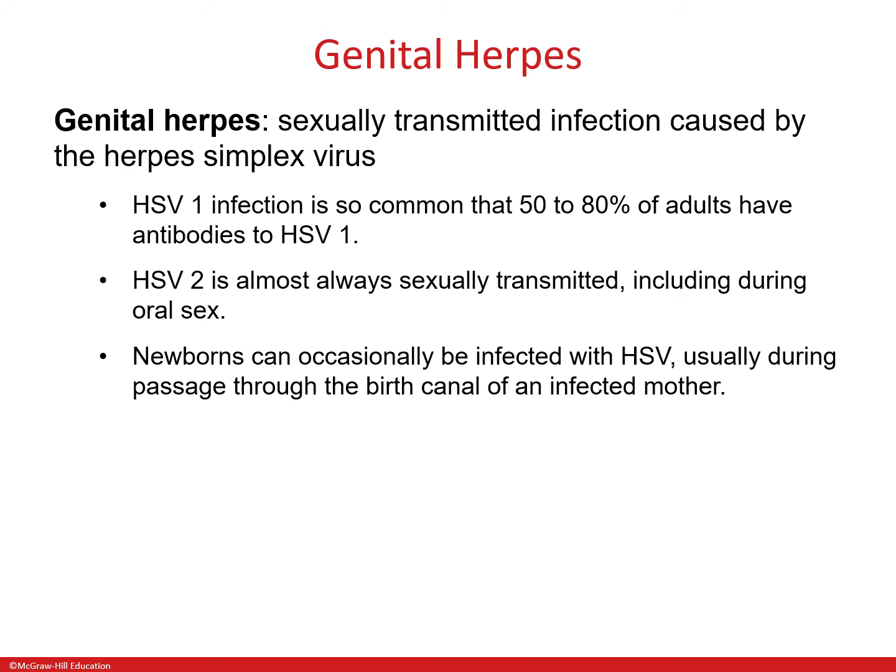HSV can also cause rectal lesions, usually transmitted through anal sex. Infection with HSV is generally lifelong. After infection, the virus lies dormant in nerve cells and can reactivate at any time. So HSV1 is so common that 50 to 80% of adults have antibodies to it. Exposure typically occurs during childhood and during adolescence. HSV2 is almost always sexually transmitted, including during oral sex.